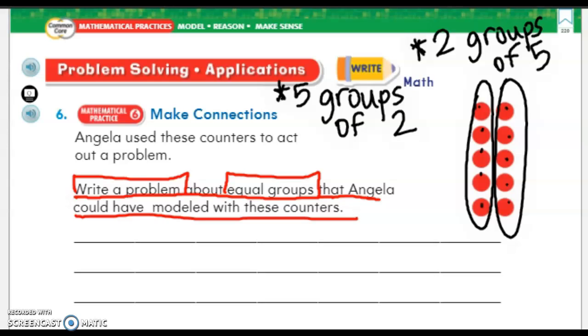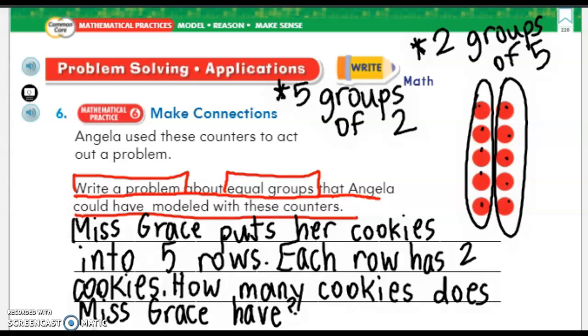So I want you to think of a word problem. I'm going to write one and share it with you, but I want you to kind of think first. Maybe pause the video and think of your word problem, and then you can check out mine. All right, here's my word problem.